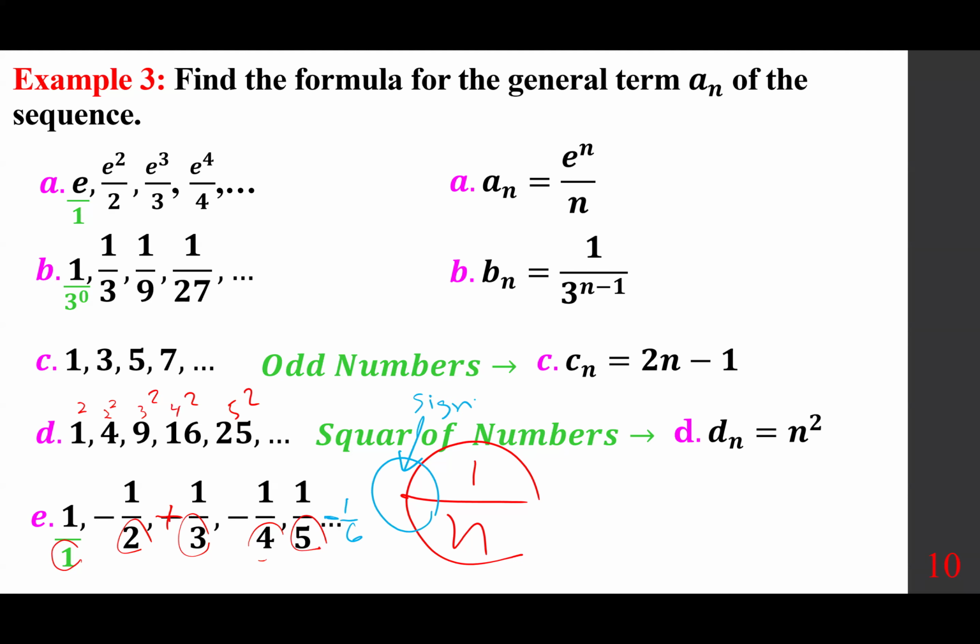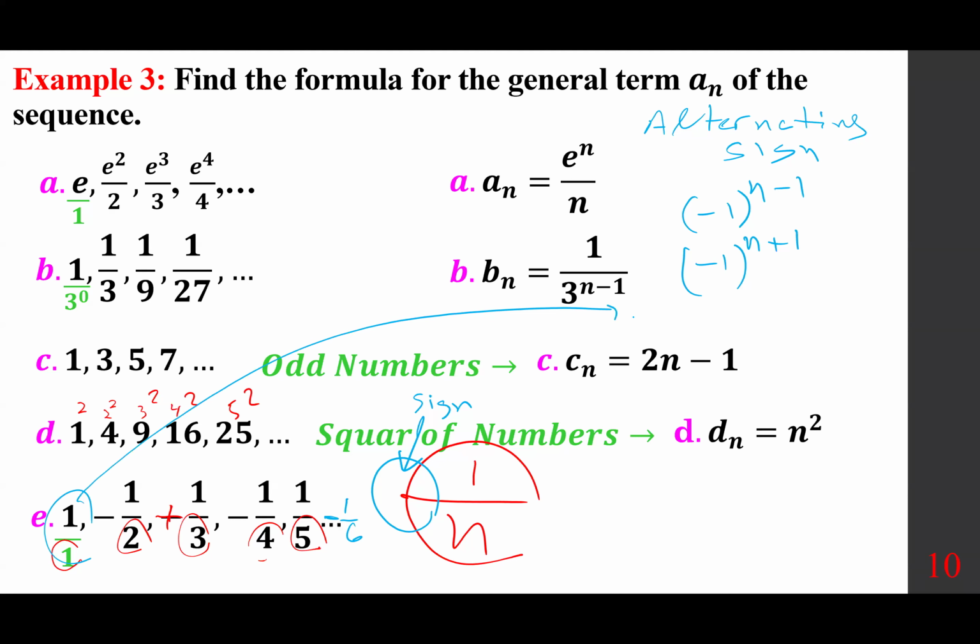So it's 1 over n, but what about the sign here? The sign that alternates, so alternating sign. That means negative, positive, or positive, negative. It's negative 1 to the power of n minus 1, or negative 1 to the power of n plus 1. Okay, one of the two. And in this case, the first term, n is 1. So if I use it on any of them, it actually works.